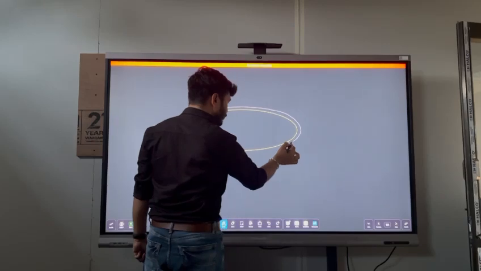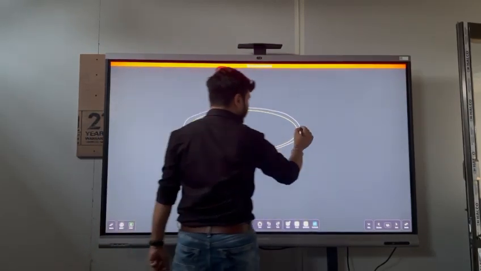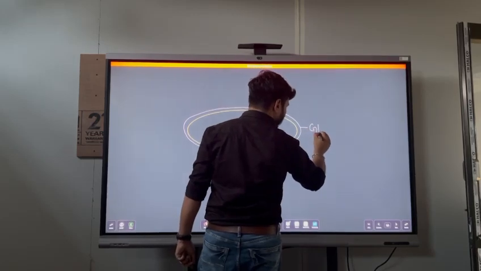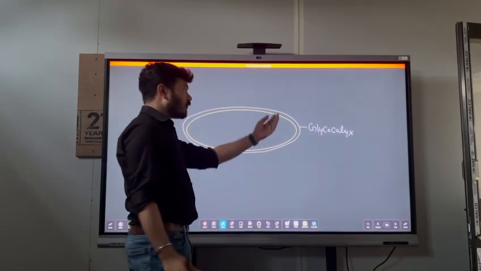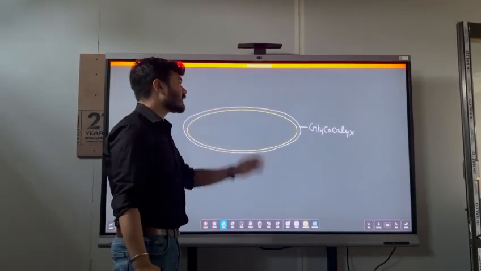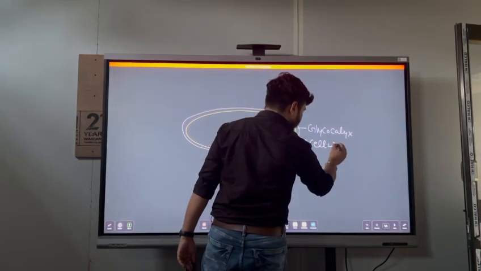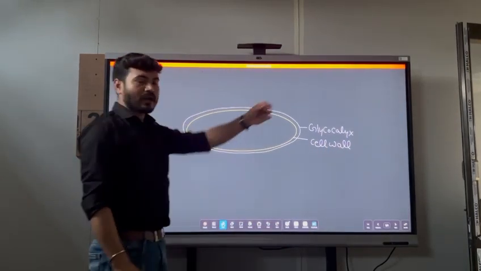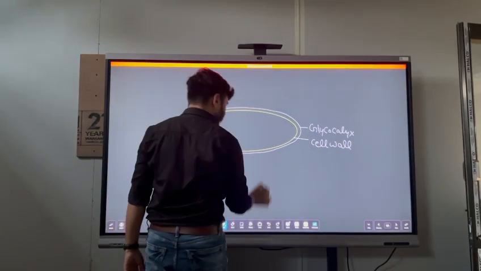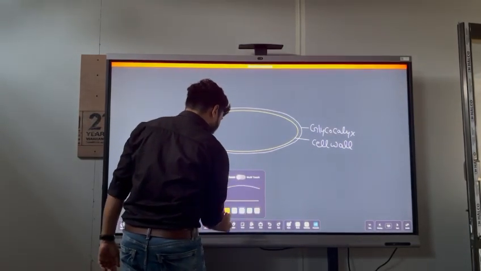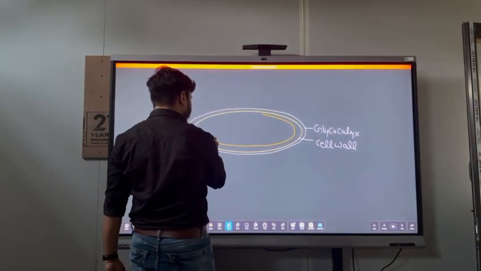The outermost boundary is known as glycocalyx. And beneath the glycocalyx, another layer is present. It is known as the cell wall, and beneath the cell wall, the innermost layer, is the cell membrane.